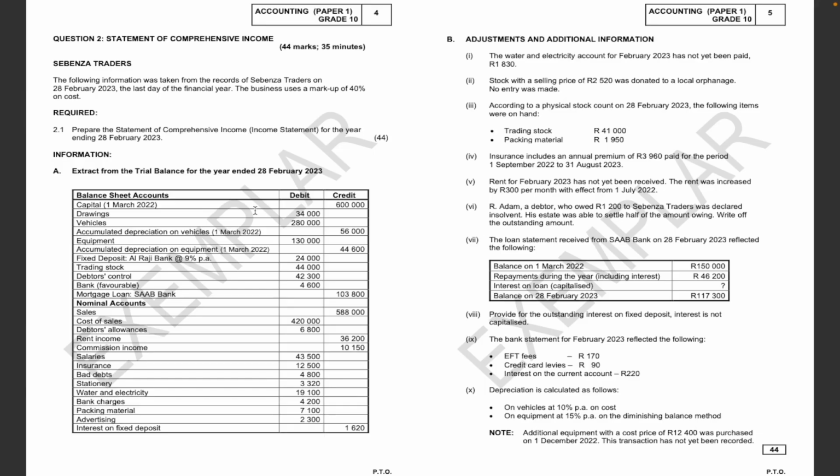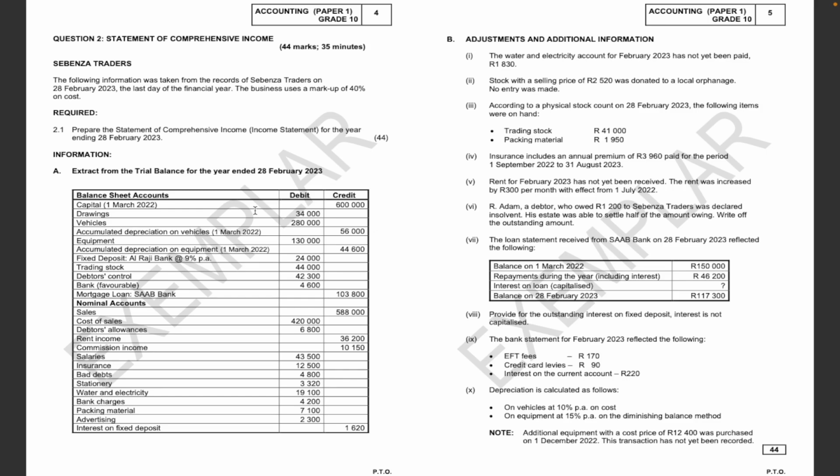Grade 10. This is for 2023, paper 1, November 2023, that is. So we'll fly through it. We'll go quickly through it. This is on doing the statement of comprehensive income, or the income statement. We've done another lesson, by the way, on that. You'll find the link to that lesson in the description below. So let's have a look at this one here.